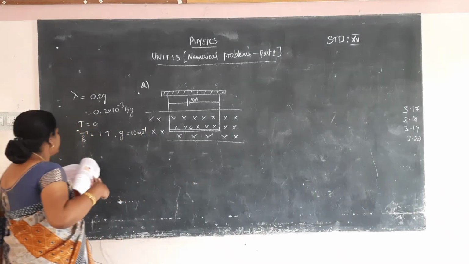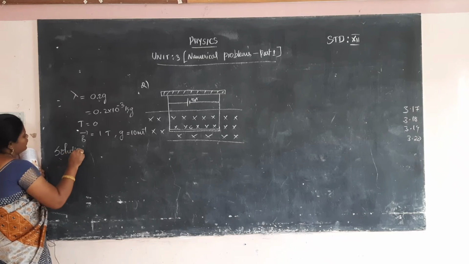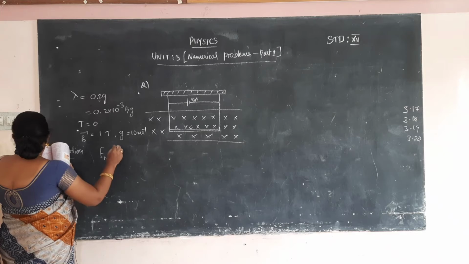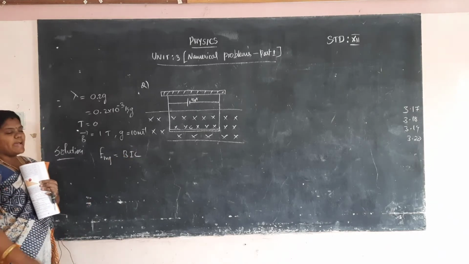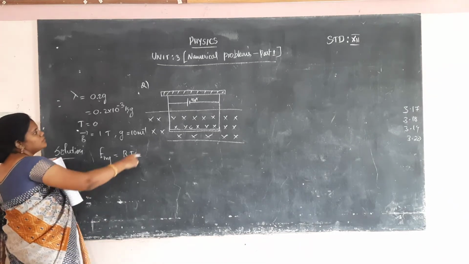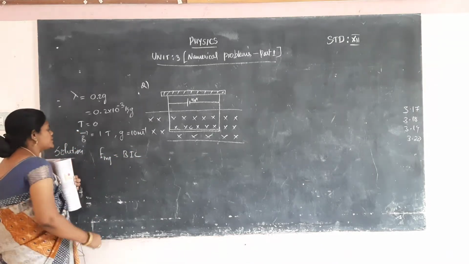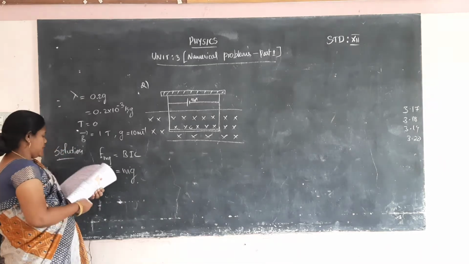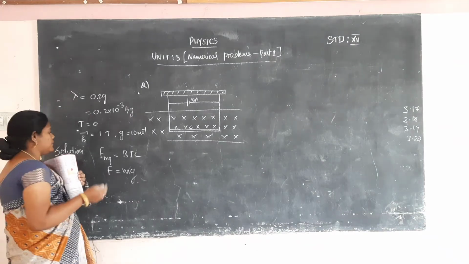One is the magnetic Lorentz force. What's the formula for magnetic Lorentz force? That is BIL. This is the formula for magnetic Lorentz force, BIL. Then the downward gravitational force acts. Normally all know that F is equal to m into g. So m into g, and we want to calculate the m value.